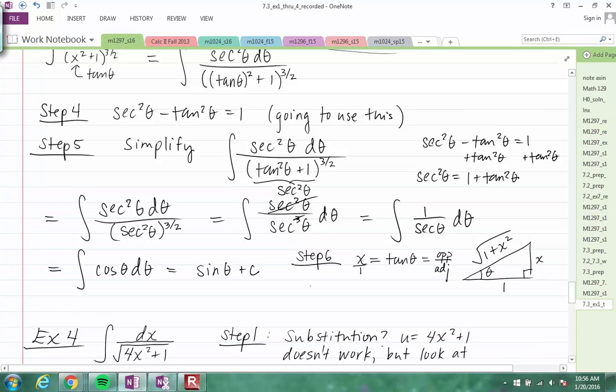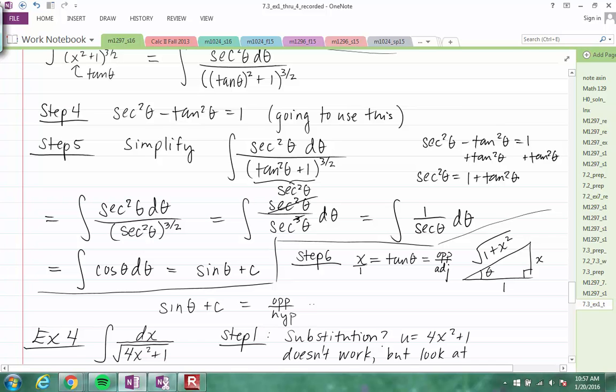Go back to your original answer here, and you should be able to use this to write your total answer. The sine of theta is just going to be opposite over hypotenuse, which is x over the root of 1 plus x squared, plus c, and you're done.